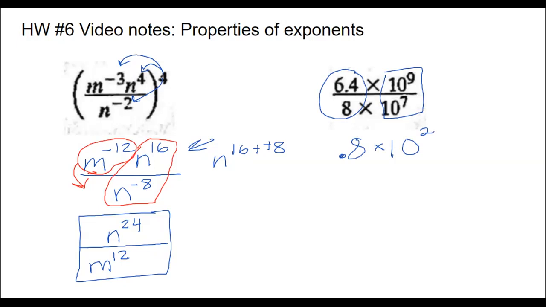Scientific notation means this has got to be between 1 and 10, so move this decimal place over once. Or in other words, you're multiplying by 10. So to balance things out, you have to divide by 10 over here, which means you're going to be making this one place smaller. 10 to the 1st, or just times 10.